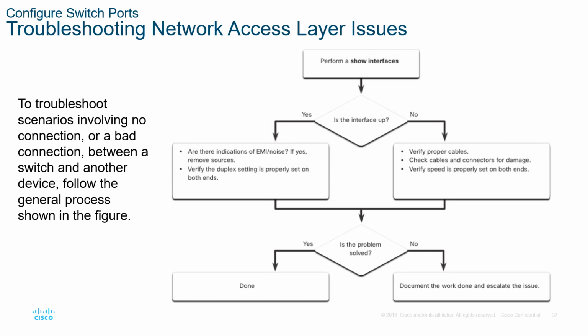If we are looking at how to troubleshoot layer 2, the network access layer: can you see the interface? Is the interface up or down? If the interface is up, then is there an issue with the layer 1 media? Issue with the duplex? Issue with the speed? If the interface is not up, we check the cable, we check the connectors, we check the speed on both sides of the cable. And then if we are looking at if that fixed the issue, if yes, great. If no, then we escalate the issue.